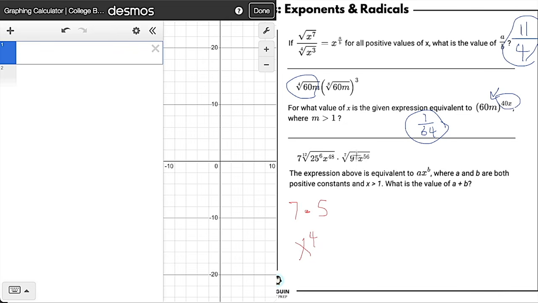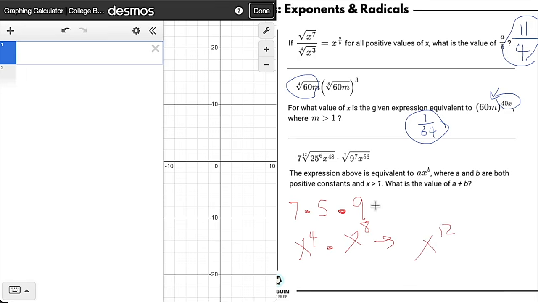9 to the 7 over 7, because remember, we're turning this into a fractional exponent, is literally just 9 to the 1st, so that's just still 9. And then x to the 56 over 7, 56 over 7 is 8, so that's times x to the 8th. So this ends up actually being really straightforward. Remember, we're going to multiply our bases, which means we add our exponents. So this is x to the 12th.